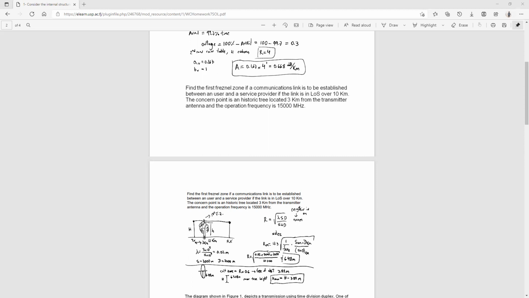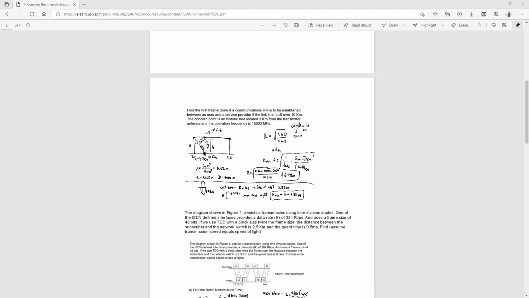If you draw a free body diagram of this representation, with whatever information is given here, you'll get something like this. At one end you'll have your transmitter, at the other end your receiver, and the tree is located 3 kilometers from the transmitter. So your tree is there. Now we have to find the first Fresnel zone if the communication link is to be established.